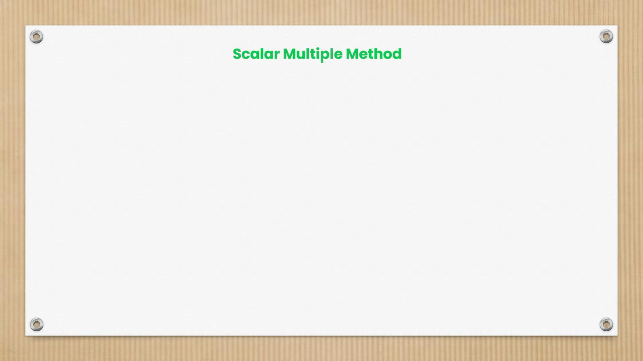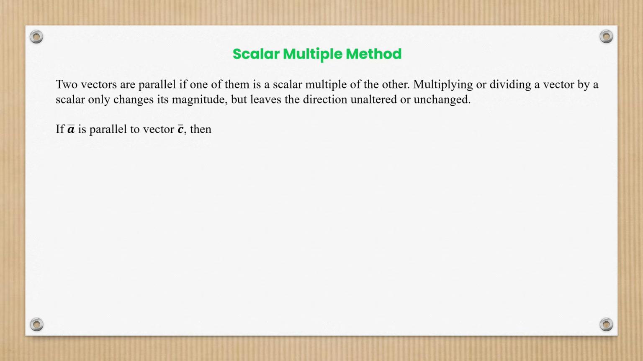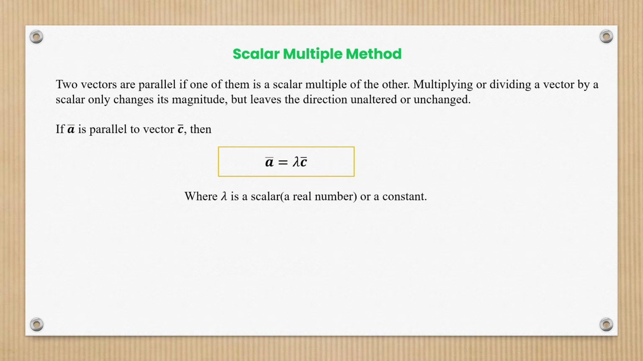Alright, so next we look at another way of looking at parallel vectors. Two vectors are parallel if one of them is a scalar multiple of the other. Multiplying or dividing a vector by a scalar only changes its magnitude but leaves the direction unchanged. For example, if A is parallel to vector C, then A is equal to lambda C. That's the formula, where lambda is a scalar, a real number, or a constant. In some books they'll call it the constant of proportionality.